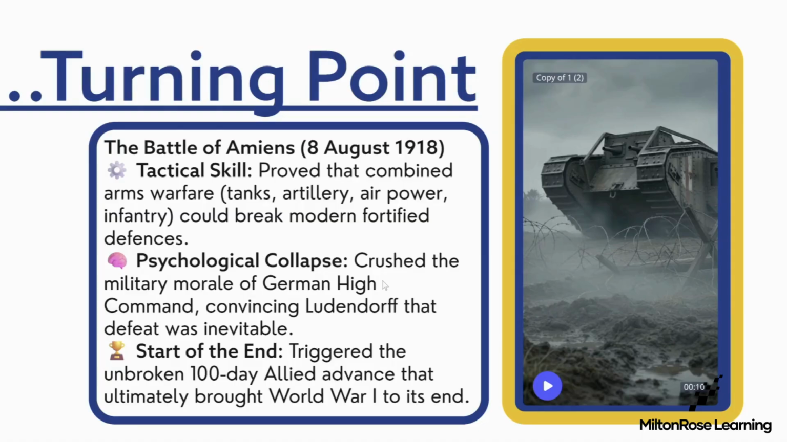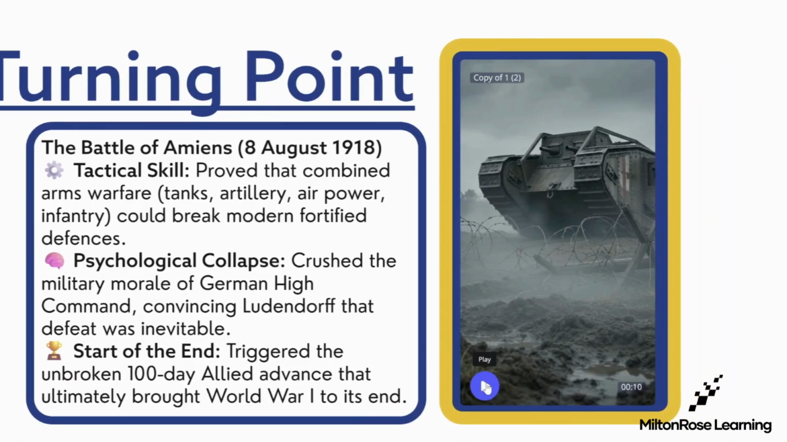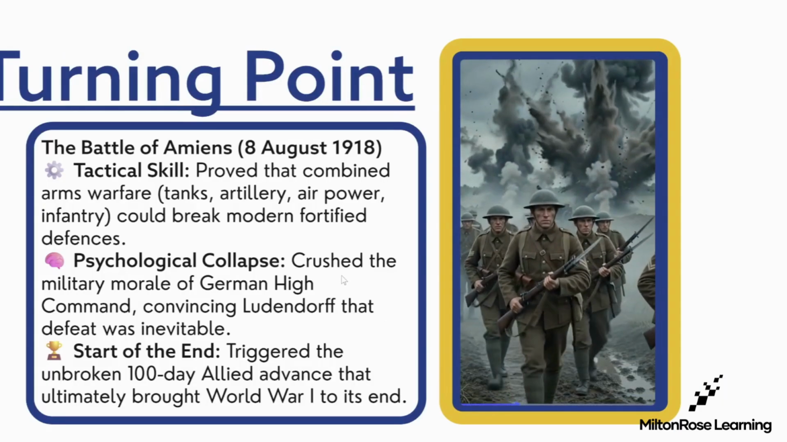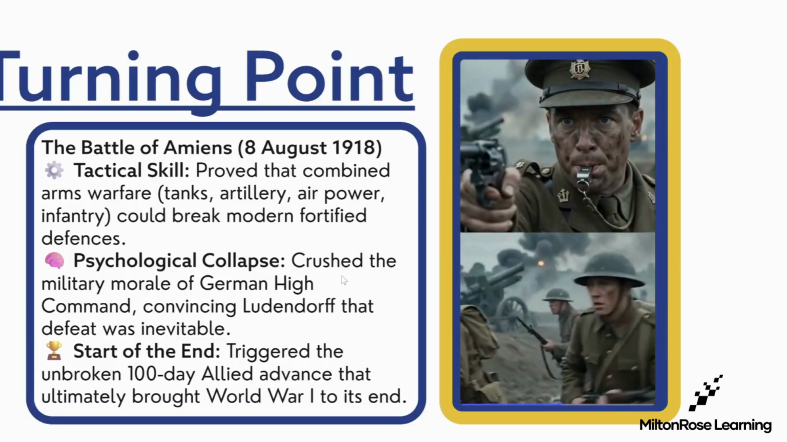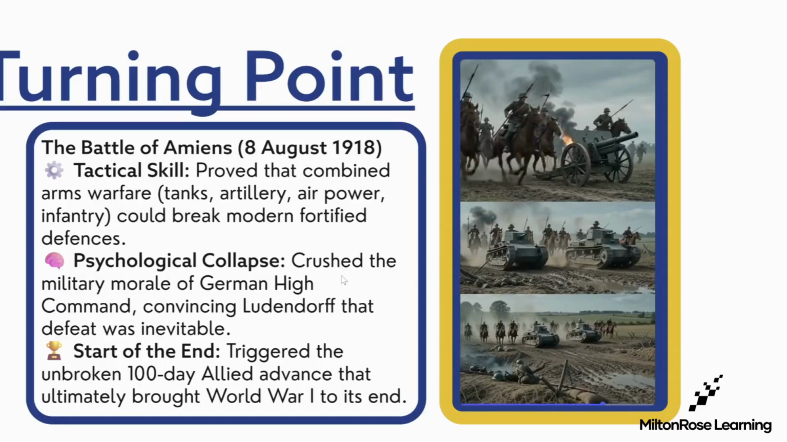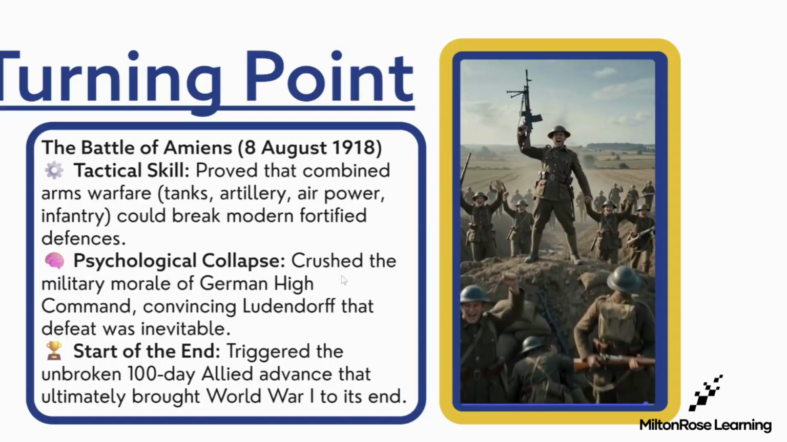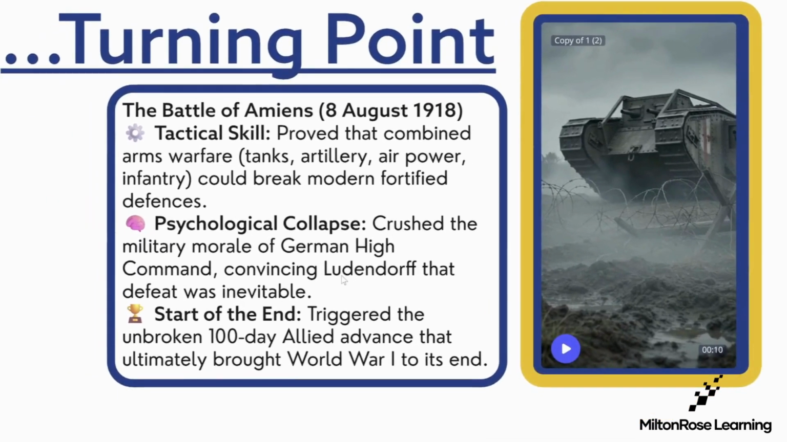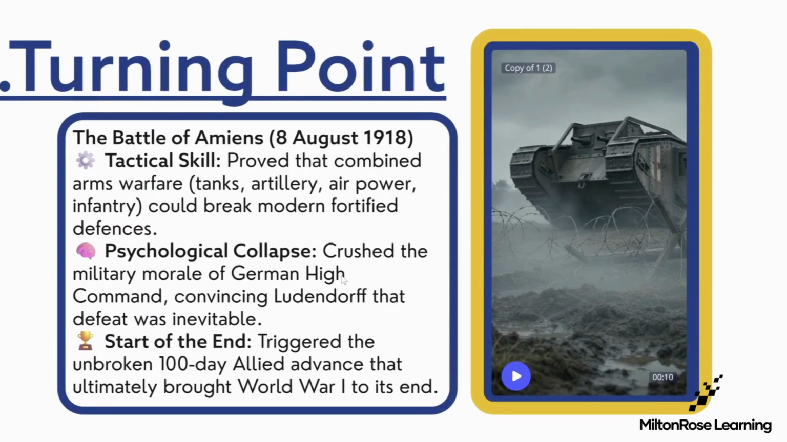We'd broken the will of the German army, and as you can see in the little video, you can see why these combined arms tactics were coming together. And once you've broken the enemy's will to resist, as Carl von Clausewitz once taught, then you've kind of won the war, once the enemy doesn't want to fight back. So it was the start of the end. It triggered the unbroken 100-day Allied advance that ultimately brought World War I to its conclusion. Okay, so that for me is a big turning point here.